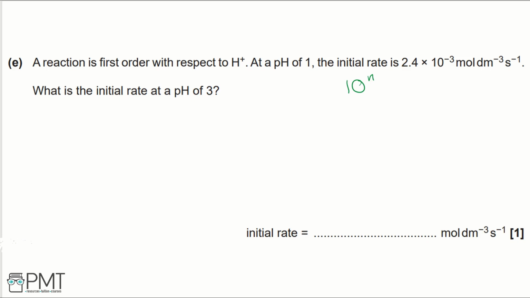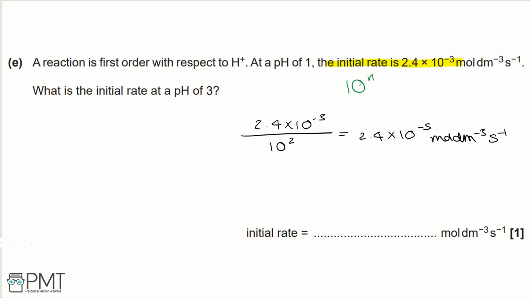So we're going to do 2.4 times 10 to the negative 3, which is our initial rate, and then divide by 10 squared because n is equal to 2. That gives us 2.4 times 10 to the negative 5 moles decimeters to the minus 3 seconds to the minus 1. This is our new initial rate at a pH of 3. It's decreased by a factor of 100. So to get the mark for this question, write 2.4 times 10 to the negative 5 on the answer line provided.